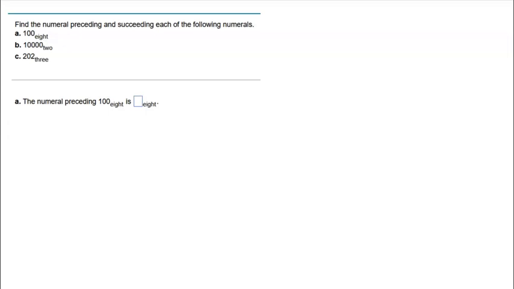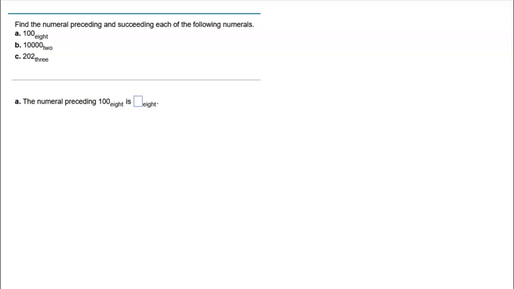I know this is one of those super confusing problems from section 3.1 where you're working with base numbers that are not base 10. So let's first look at A. We're trying to find the numeral preceding 100 base 8, is the way you would read that. When I do this problem, it helps a whole lot for me to know what 100 base 8 is in base 10, if for no other reason than to check your work.